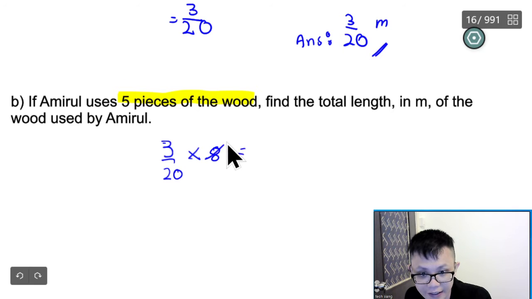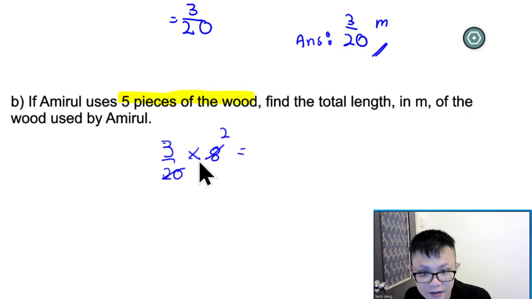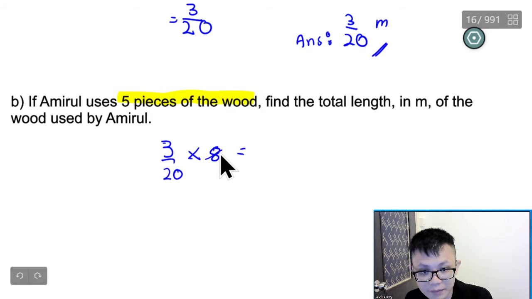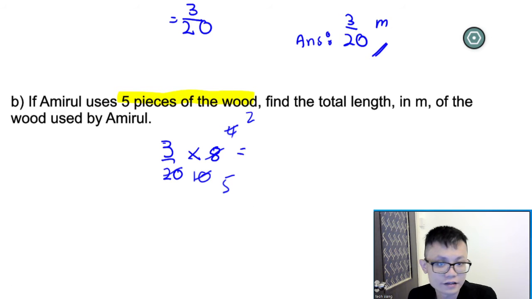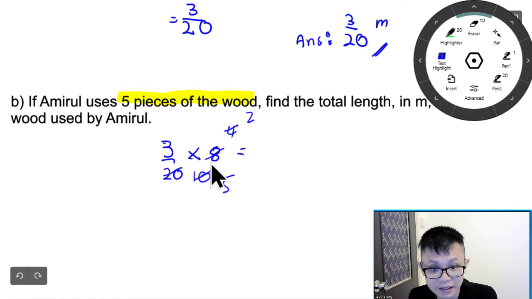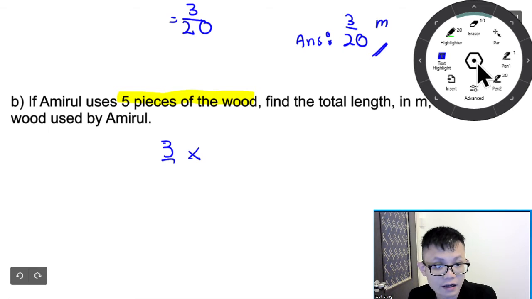So, I divide it by 4, I get 2. I cannot divide it by 4, divided by 2, sorry. Divided by 2, I get 4. Divided by 2, I get 10. Then divided by 2, I get 5. Okay, sorry, 5 pieces, not times 8, times 5. So this one I did it wrong already. Let's erase it and do again. I wonder if the answer is so weird.